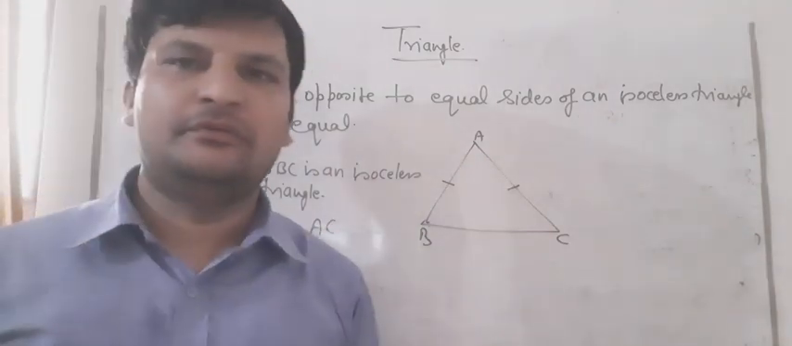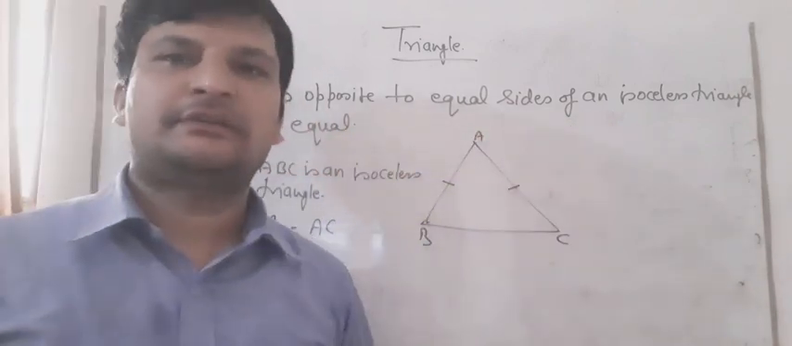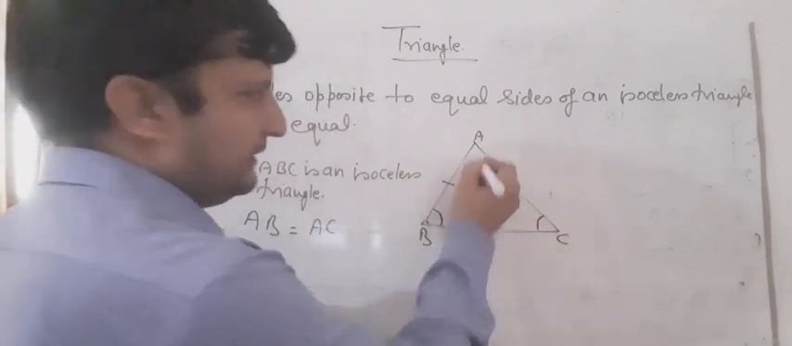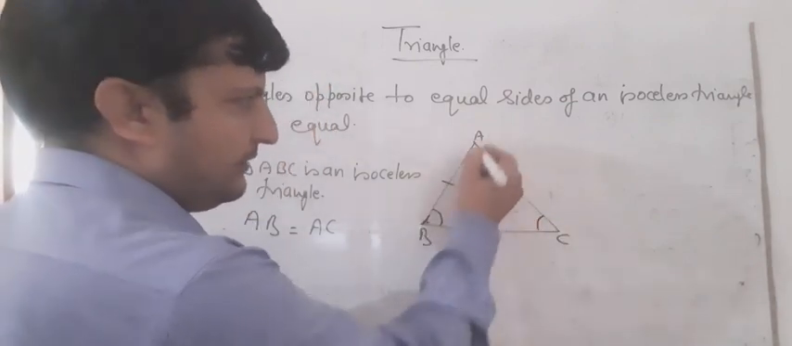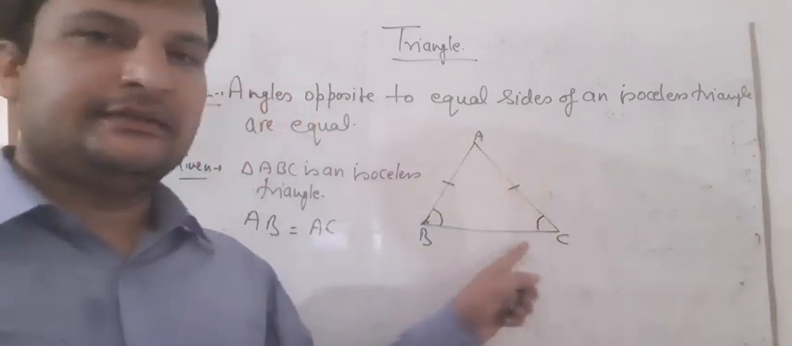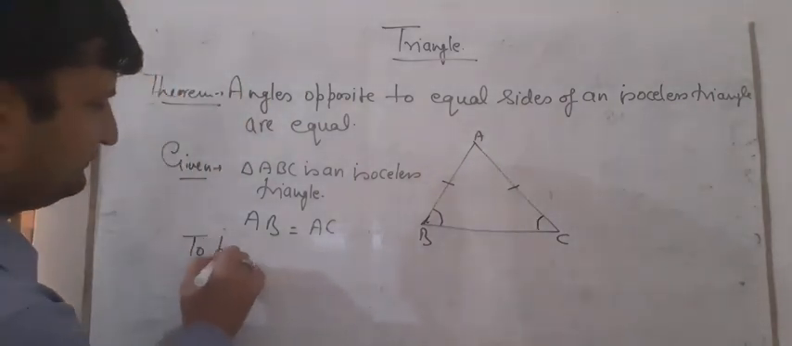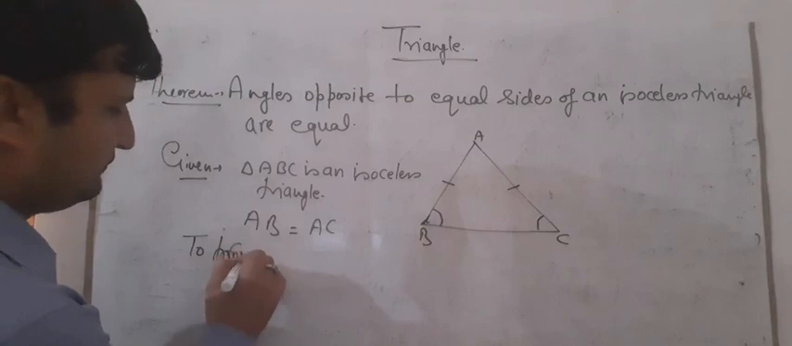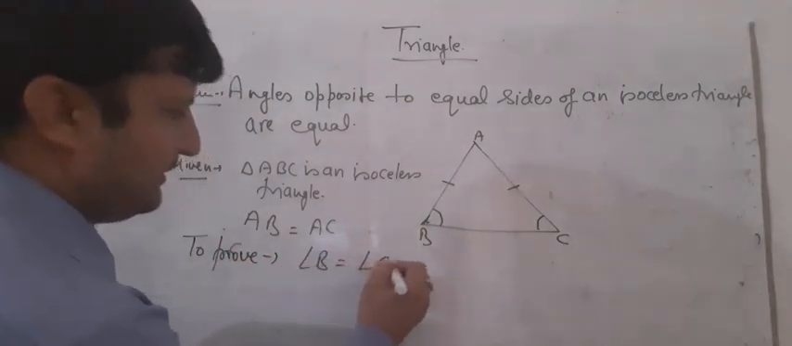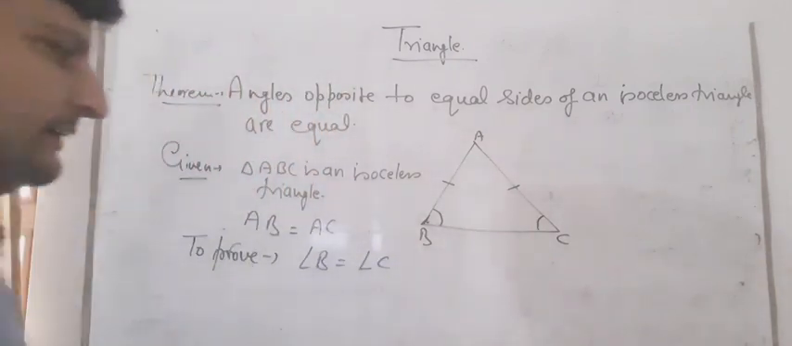Now what do we have to prove? We have to prove that angles opposite to equal sides of an isosceles triangle are equal. The opposite angle of side AB is angle C and the opposite angle of side AC is angle B. So students, we have to prove angle B is equal to angle C. So how can we prove it?